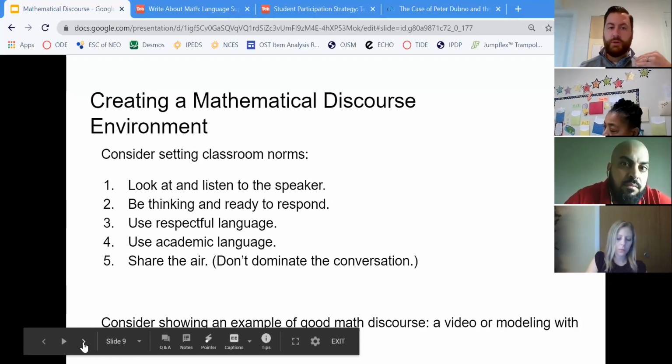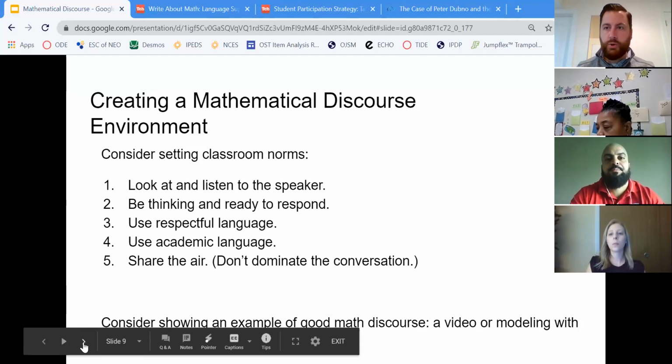So we want to, of course, practice these good listening skills, right? We look at and we listen to the speaker. We talk about thinking about what the person is saying and being able to respond or ready to respond. Of course, non-negotiables, using respectful language, using academic language. We'll hit on this a little bit later this morning too, and share the air, right? We don't dominate the conversation. We'll talk about some techniques.